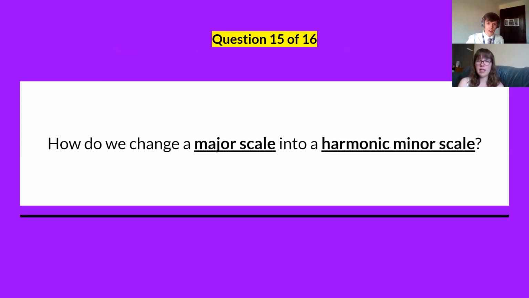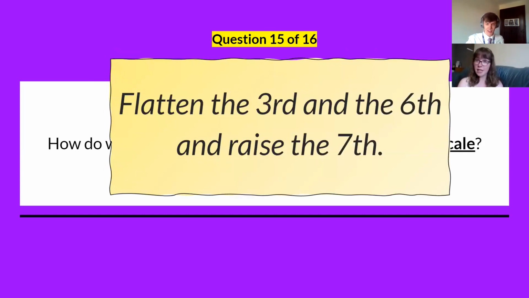And question 15, how do we change a major scale into a harmonic minor scale? Well, a few things we have to do. We have to flatten the third and the 6th note and raise the 7th note. So we get that minor third at the beginning, and then we also flatten the 6th, and then that final leading note has to be raised, so it leads all the way up to the tonic.